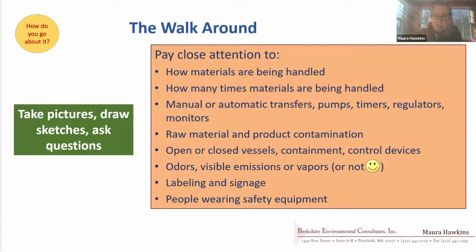You're looking for open or closed vessels, containment areas, control devices. You're looking for places where losses might be occurring that may not be intentional, but because of the way the operations go about, it happens. You're looking for odors, visible emissions of vapors or not, because you don't want to take too big a breathing exercise of breathing in vapors, but you're going to notice that when you're walking around the plant. It's just an important thing to say, where's that coming from? Labeling and signage are helpful things to watch for, as are spills and slippery areas, things like that, that might suggest there's something being lost in the process.